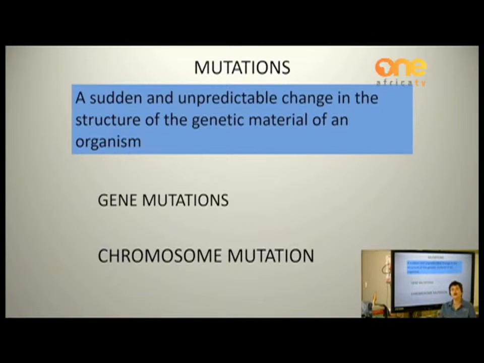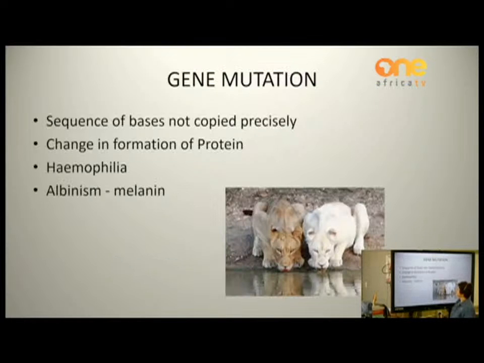And then we also have chromosome mutations, where there is something wrong with the chromosome in its completeness. So gene mutation, this sequence of the bases not copied precisely, and that changed the formation of the protein. Hemophilia, prevent blood clotting, that protein is wrong. Or albinism, where melanin, the part in the skin that brings color to the skin, but also protects the skin against the UV light, is not present.